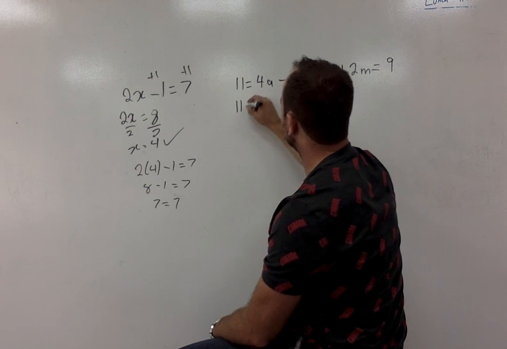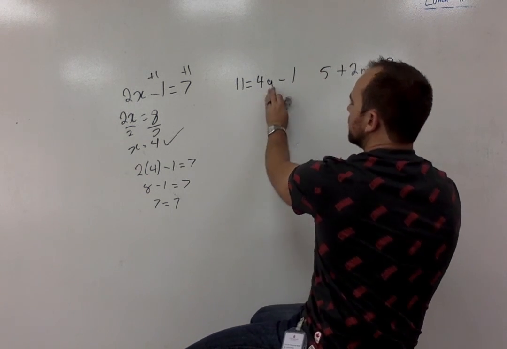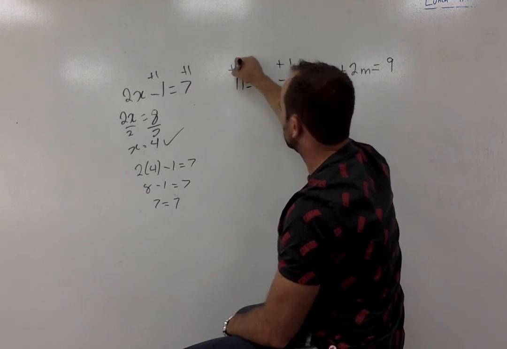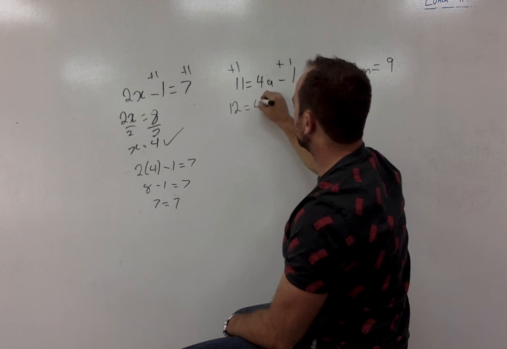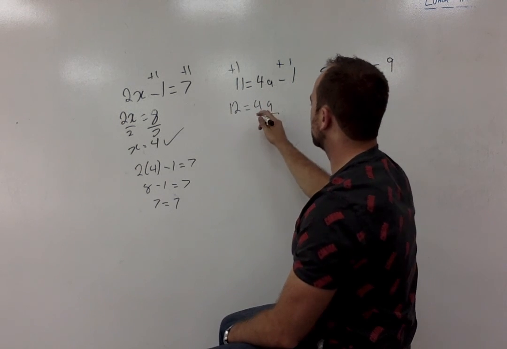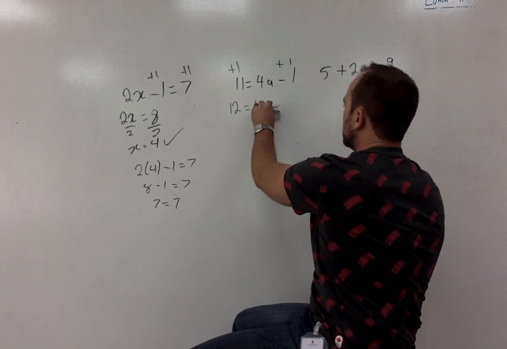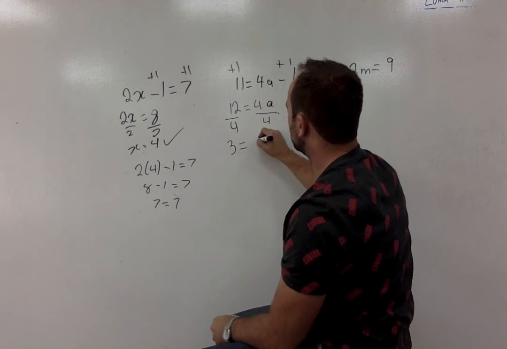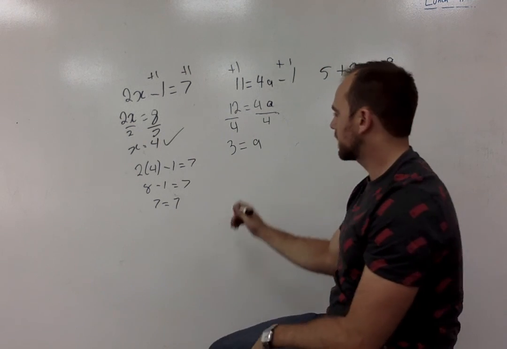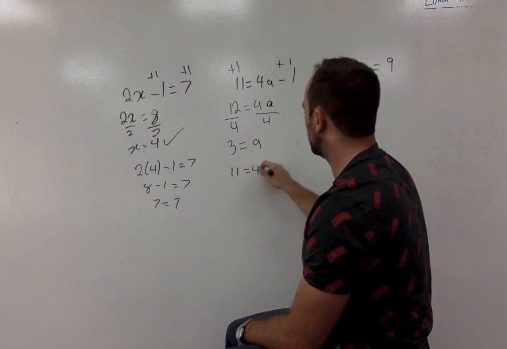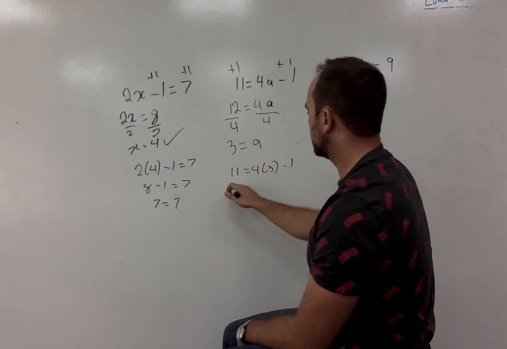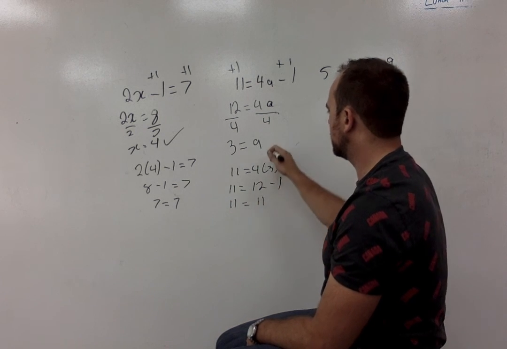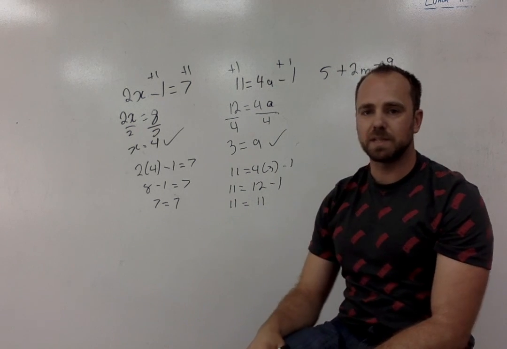I've got 11. I'm going to leave this 4 on this side because it is a positive, but I need to add 1 to both sides. So I'm going to get 12 equals 4 times a. I'm going to divide both sides. This is an a, not a 9. Divide both sides by 4, and it's getting 3 to equal a. Now let's check it. So 11 equals 4 times 3 minus 1. 11 equals 12 minus 1. 11 equals 11. So 3 does work as my answer.